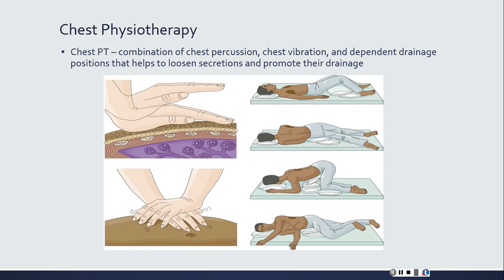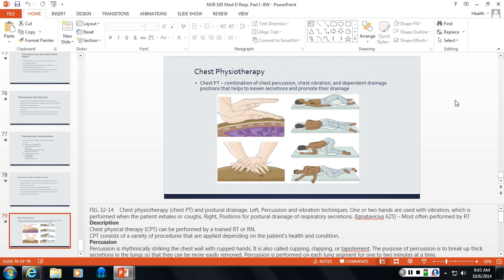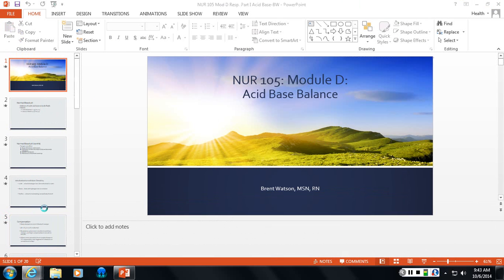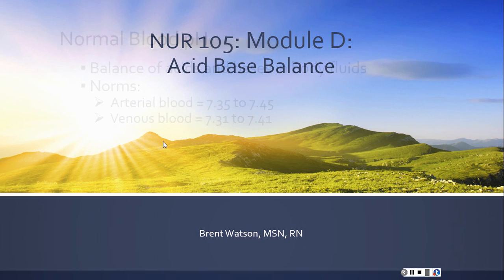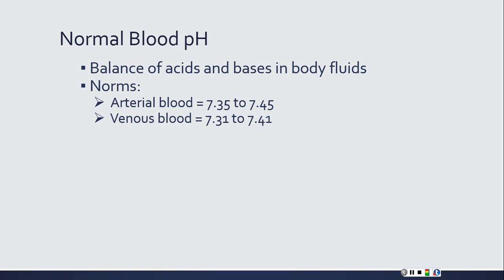All right, so that's got the A&P of the respiratory system. Now we're going to go a little bit further in depth with acid-base balance. All right, and we talked about this last week, but it's really important to understand. Some of you weren't here last week, so you may get another recap.